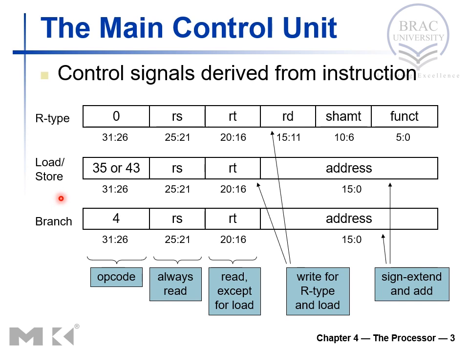Similarly, for load store, it's 31 to 26 for opcode, and for load the opcode value is 35, and for store the opcode value is 43. Then we have RS, RT, and then the address. For branch, the opcode is 4, and then we have RS, RT, and the address.